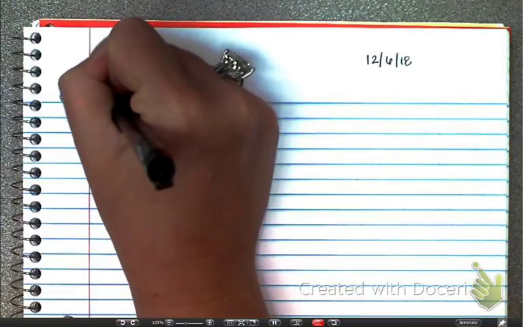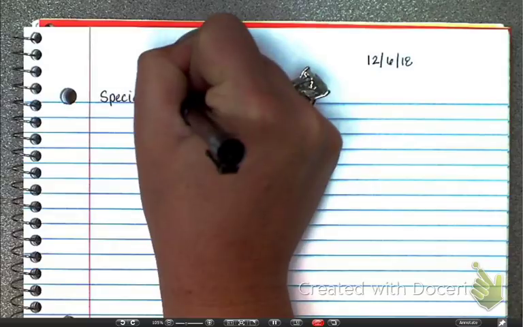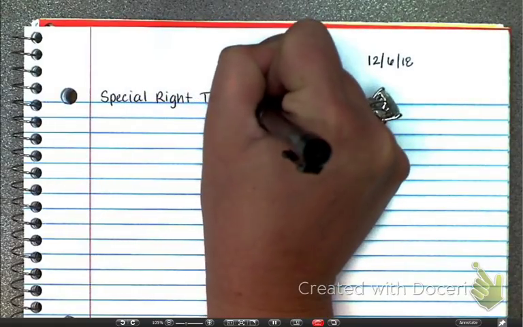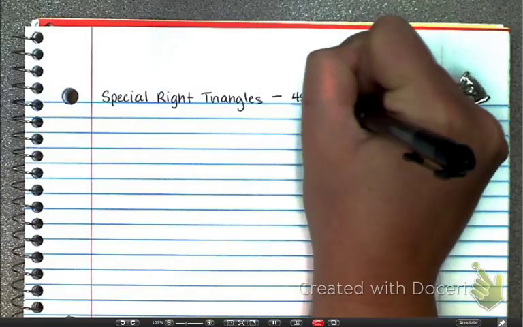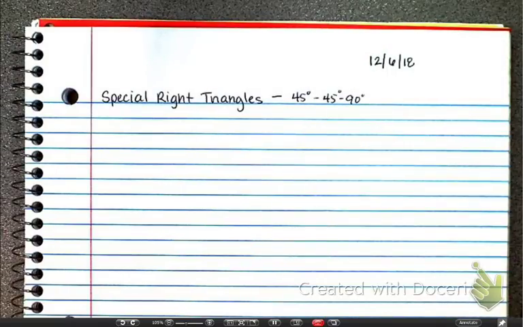And we have special right triangles. And we're specifically going to look at 45, 45, 90-degree triangles today. Tomorrow we'll look at 30, 60, 90.